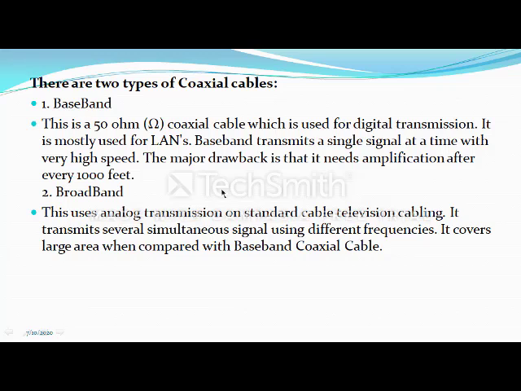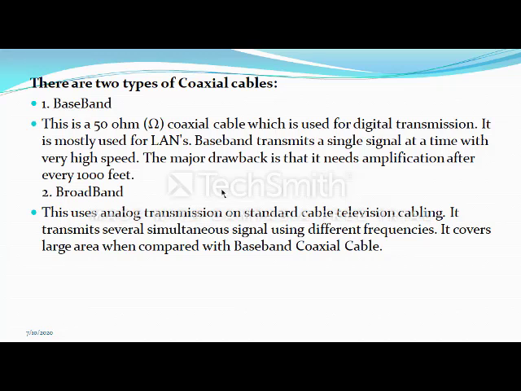Those are the coaxial cable connectors. Next we will see the cable types. In the first slide I told you that coaxial cables are divided into two types, baseband and broadband. Baseband is used for digital transmission, broadband is used for analog transmission.